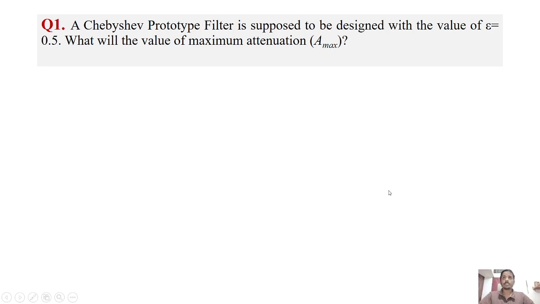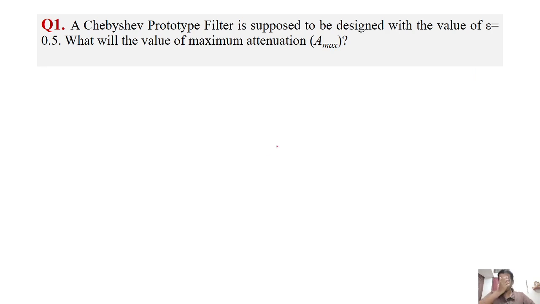So the question is: a Chebyshev prototype filter is supposed to be designed with the value of epsilon equal to 0.5. What will be the maximum attenuation A max? So that is the question. Let us solve this.